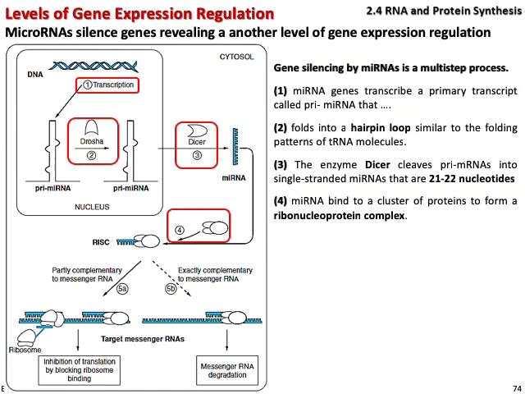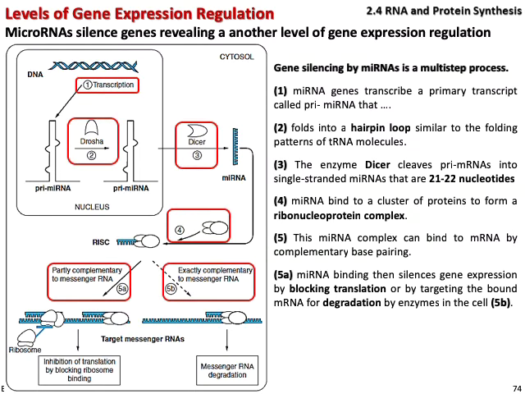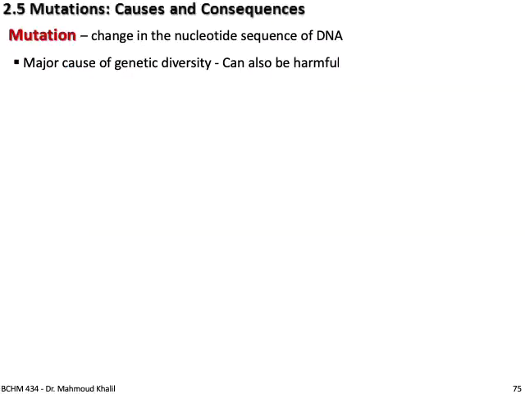The microRNA binds to a cluster of proteins to form a ribonucleoprotein complex. This microRNA complex can bind to messenger RNA by complementary base pairing, and this microRNA either binds and silences gene expression by blocking translation, or by targeting the bound messenger RNA for degradation by enzymes in the cells. So it's actually another mode of regulation at the level of translation.